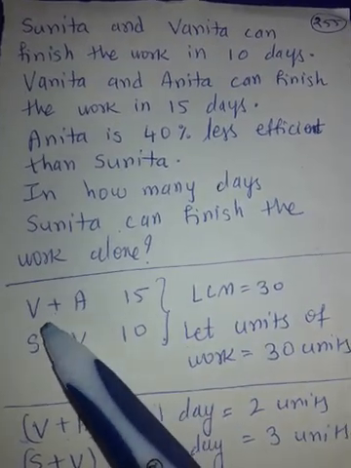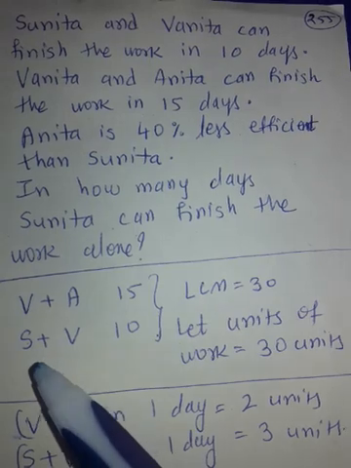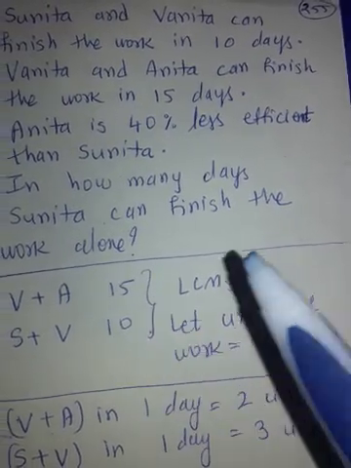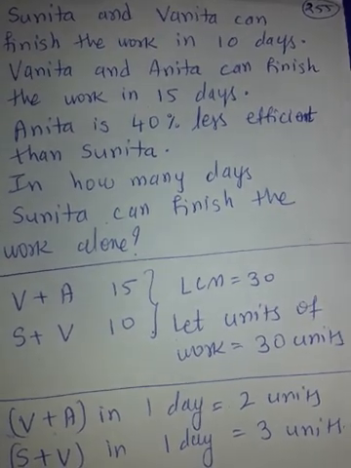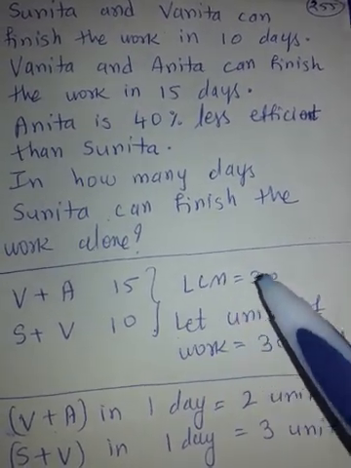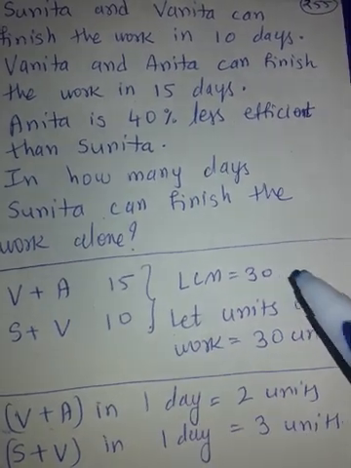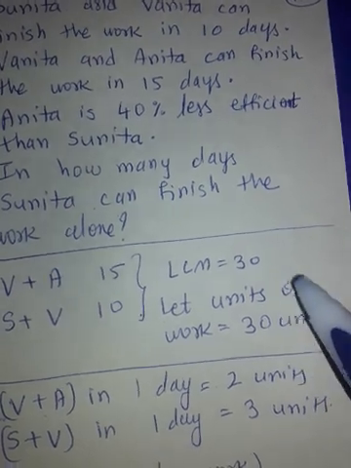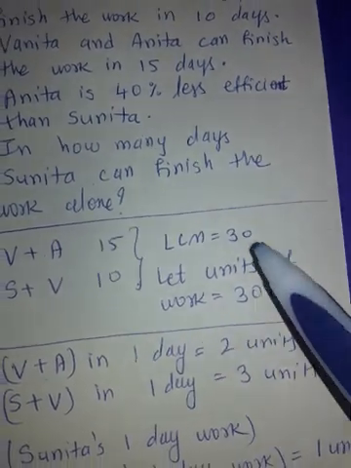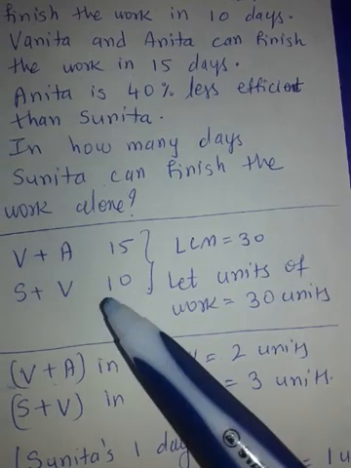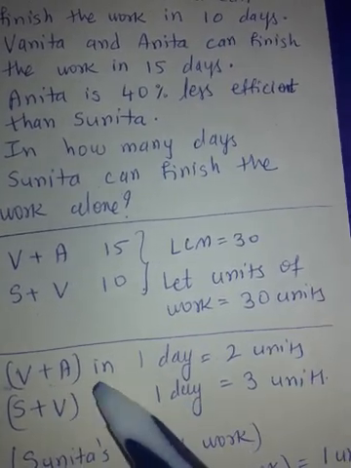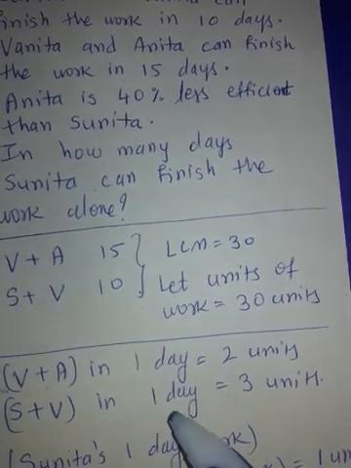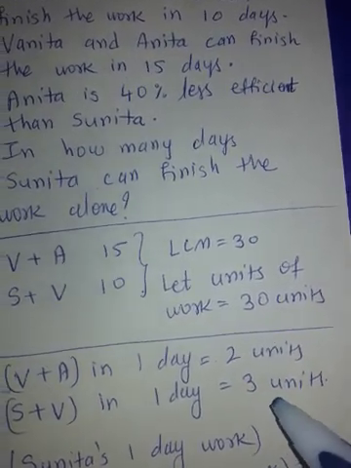What have they given us? Vanita and Anita can finish in 15. Sunita and Vanita can finish in 10. Whenever this information is given to us, what is the first step that we do? Right, we take the LCM. These are days and we take the LCM. LCM is 30. So we assume that the units of work is 30, and then we do this division. 30 divided by 15 is 2. 30 divided by 10 is 3. So Vanita and Anita in 1 day finish 2 units. Sunita and Vanita together in 1 day will finish 3 units.